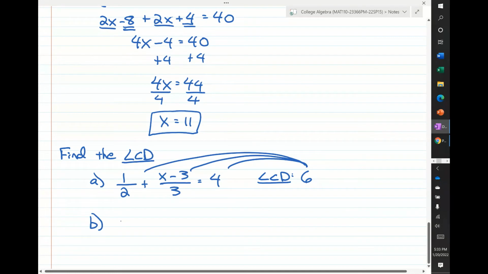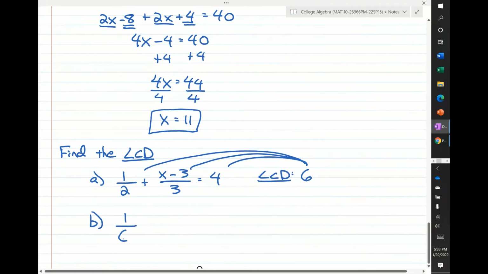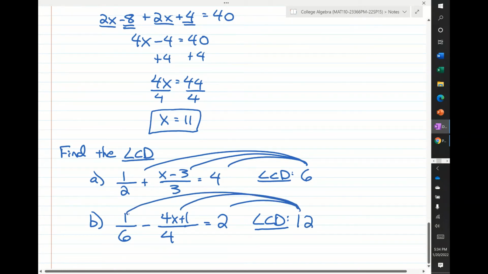Also, what if we had 1 over 6 minus 1 over 4? Let me change this. Let's make it 4x plus 1, is equal to 2. What would be the smallest number you could divide by 6 and 4? 12, right? So if you understand what least common denominator means, then you could do those problems that I thought were the hardest in this section.